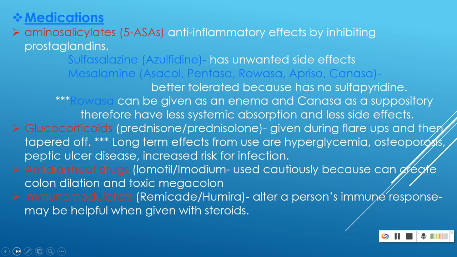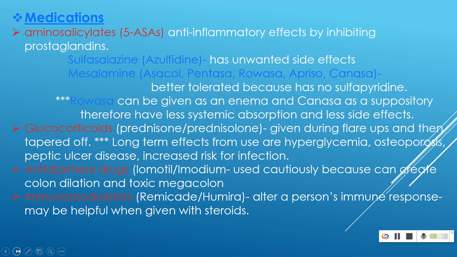Antidiarrheal drugs: they're having a lot of diarrhea stools. With fulminant disease, you can have greater than 10. So people want to take some Imodium to decrease the stools. But you have to be careful with these because they can create colon dilation and toxic megacolon. You also have to be careful with these in elderly people, because it can cause confusion.